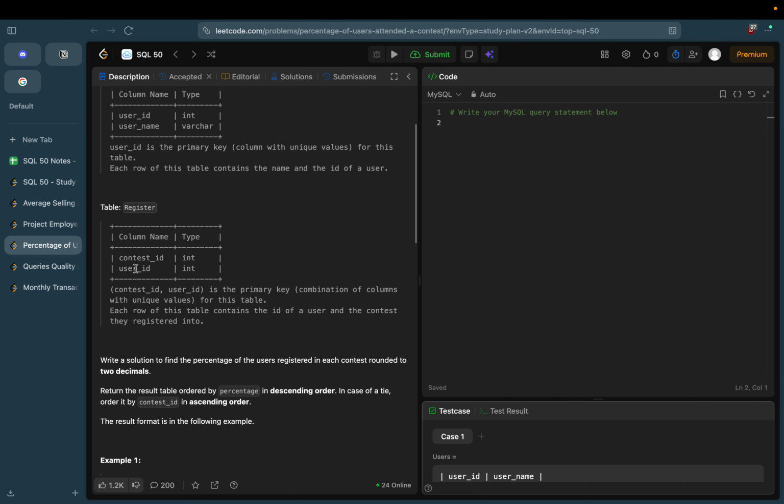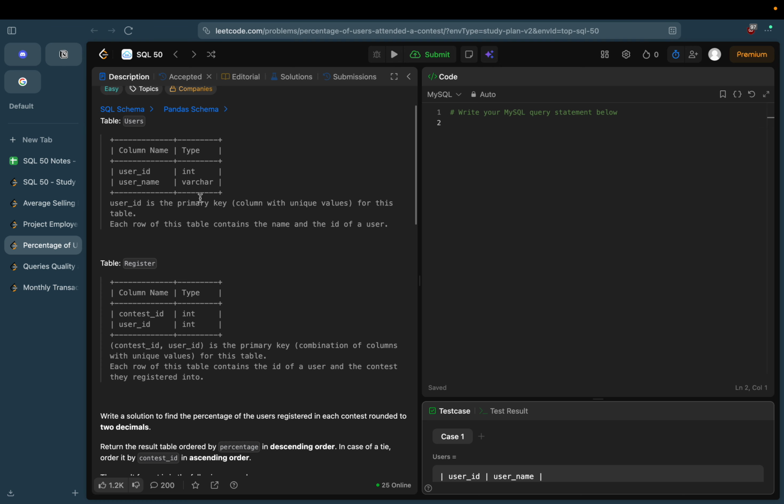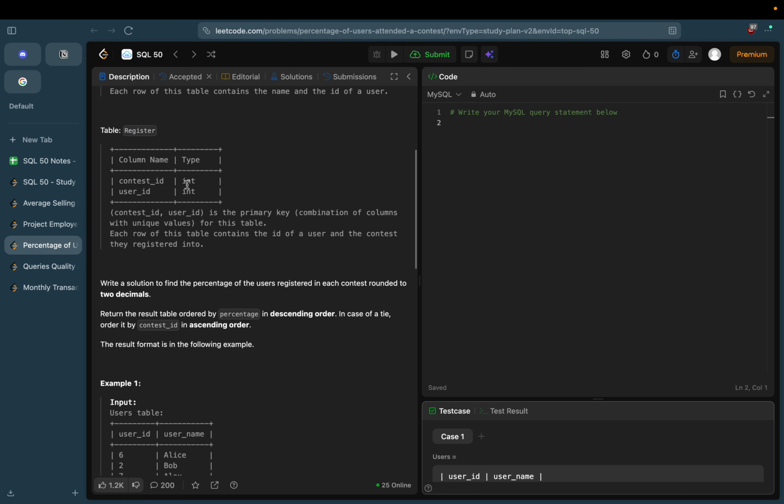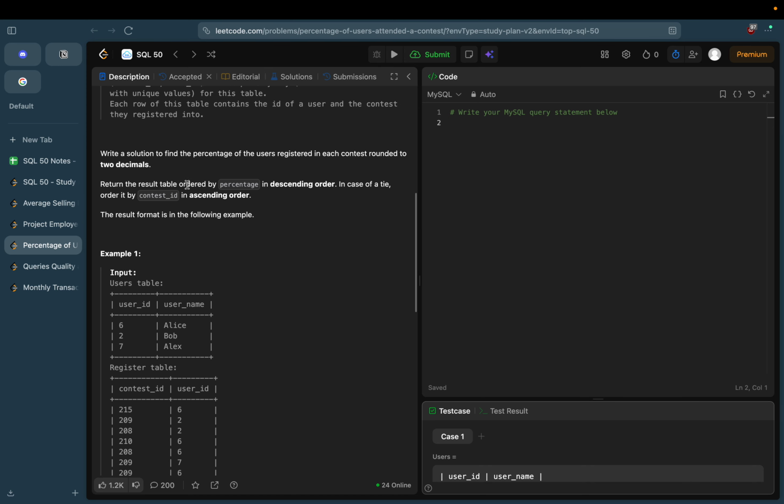User ID is the common link. Contest ID, user ID is the primary key, combination of columns with unique values for this table. Each row of this table contains the ID of a user and the contest they registered into. So the registration information per user and the overall information of users is here. Let's see what they want us as a solution.